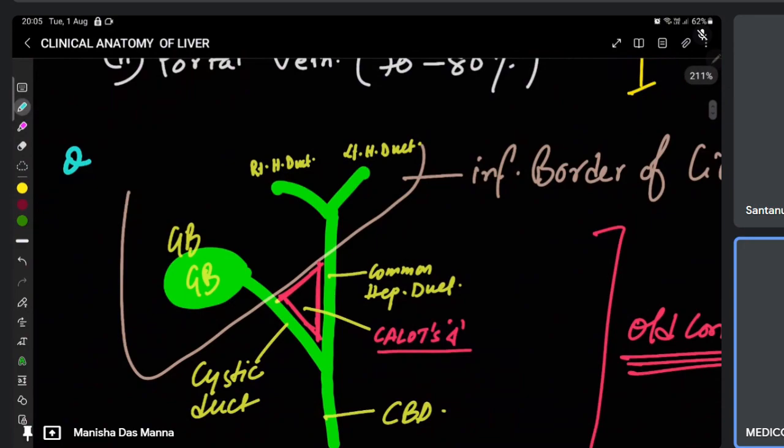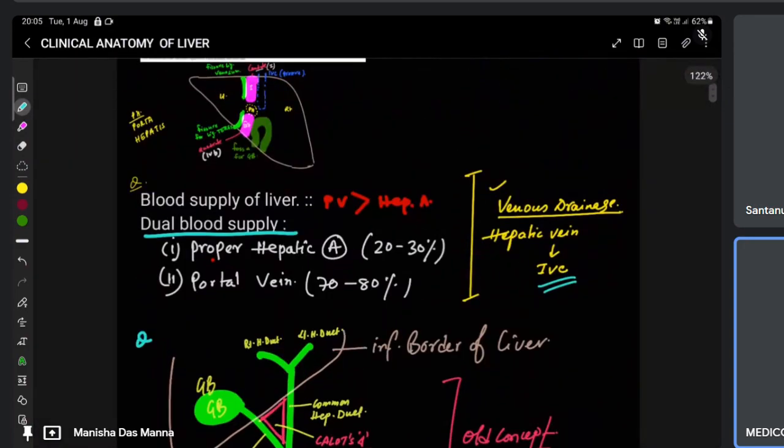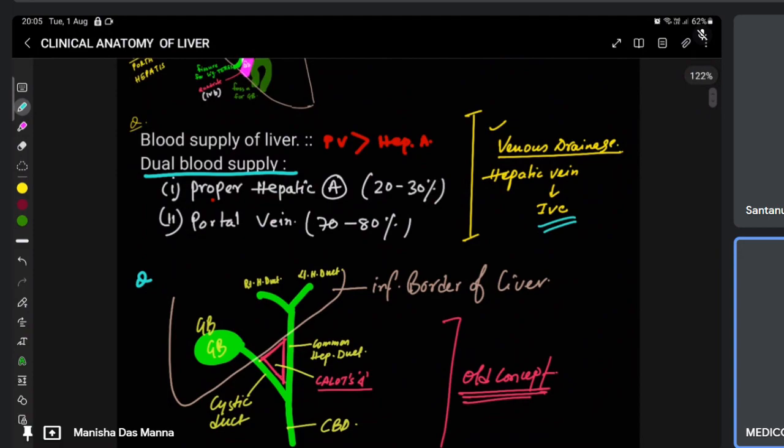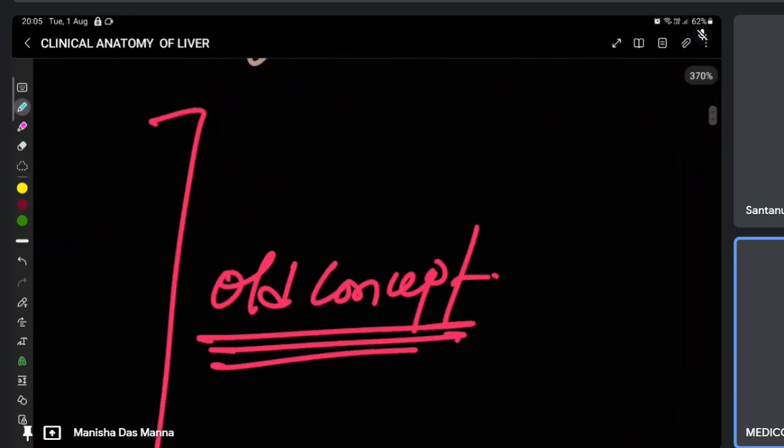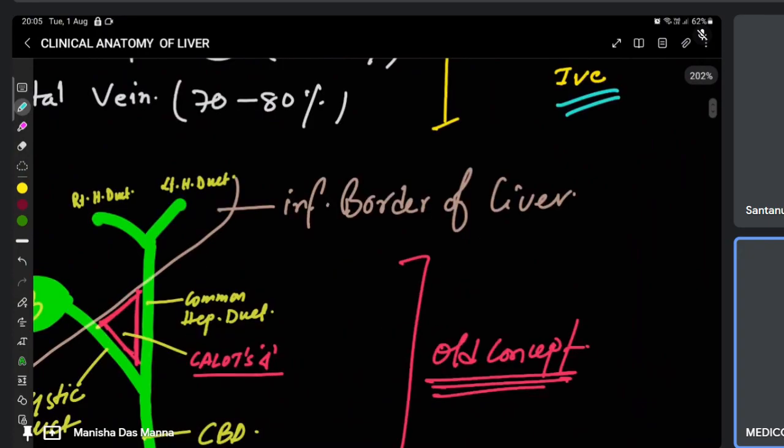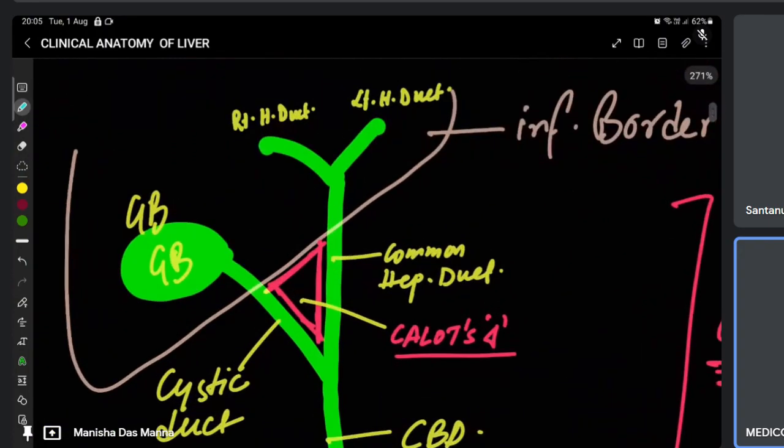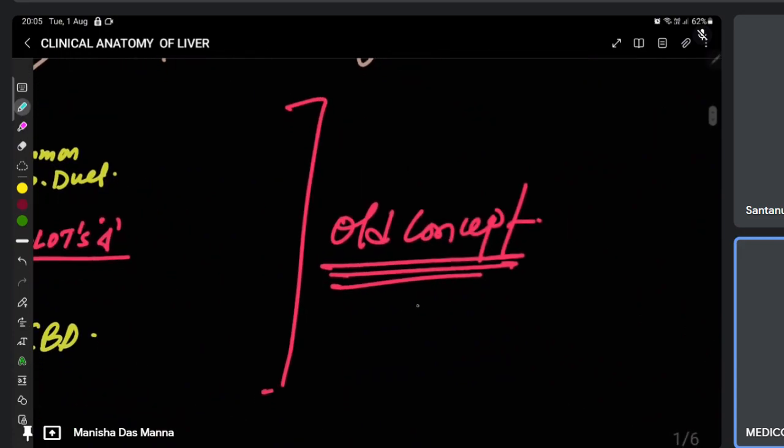So now, the next important concept is the Calot's triangle. This is a very, very important concept, and the concept of Calot's triangle has already been updated in Bailey and Love's, Grays, and Schwartz's surgery books. These books have recently updated the Calot's triangle. So first of all, which one is the old concept of Calot's triangle? The old concept is now totally wrong and not considerable.